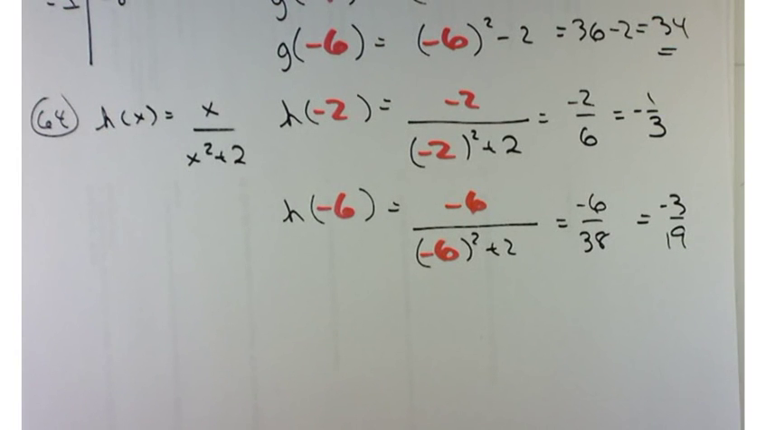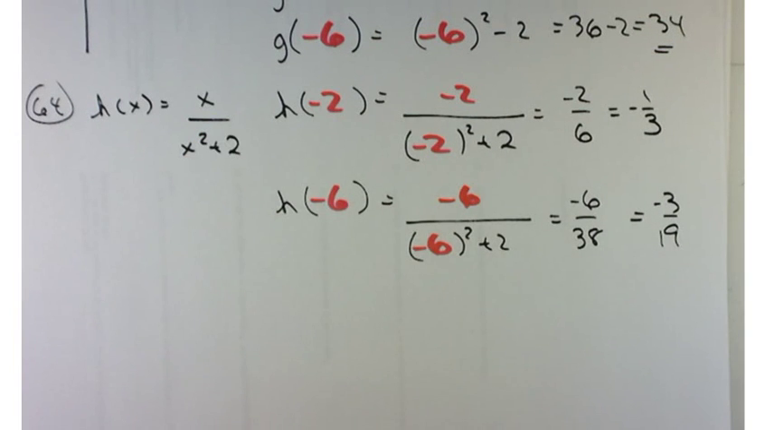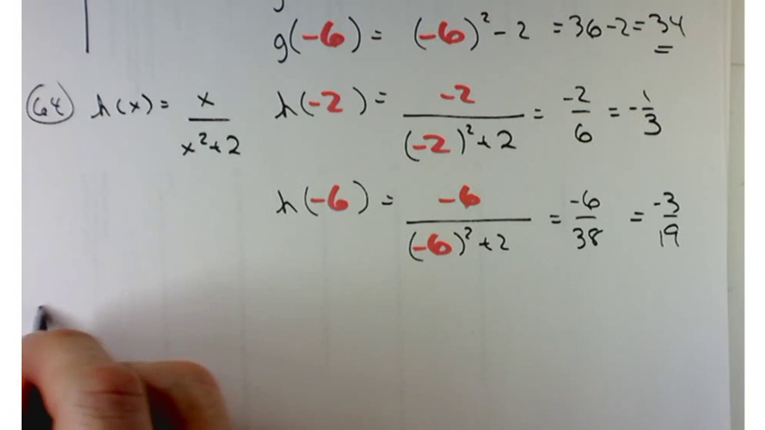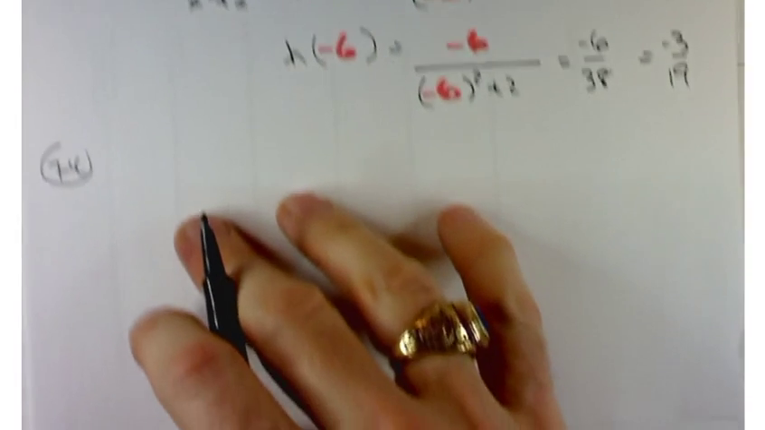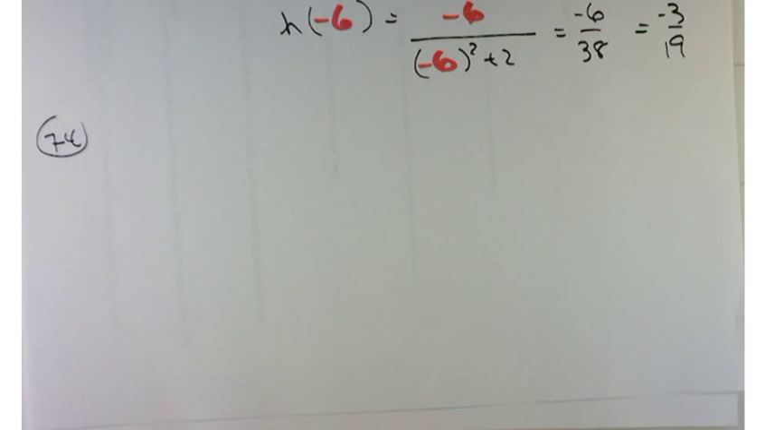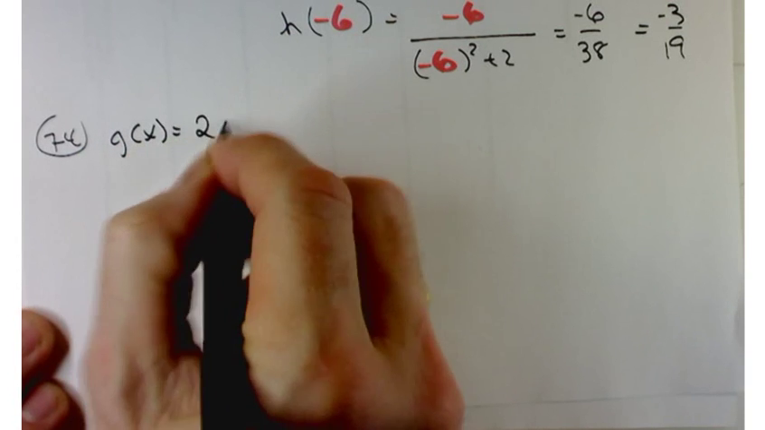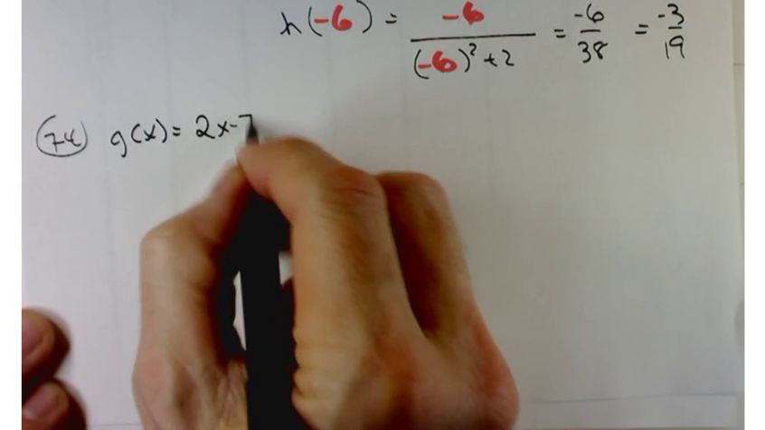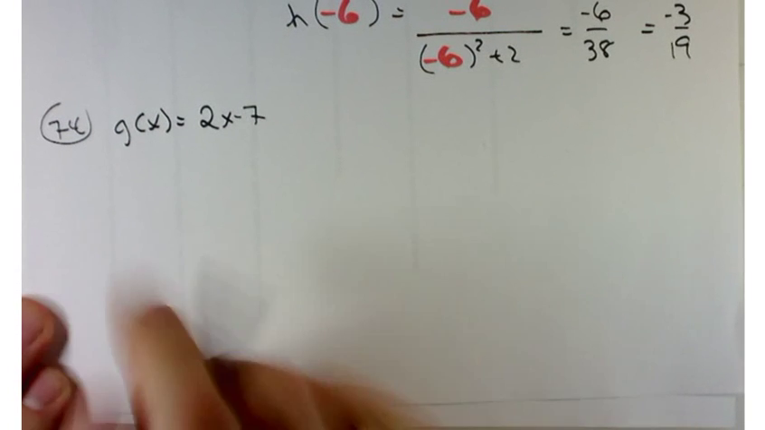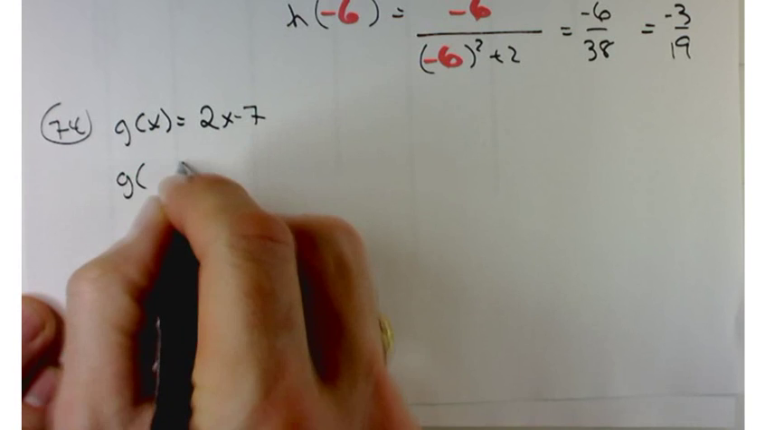You don't always have to stick with just plugging in numbers into these expressions. And we'll see that as we start working with problem number 70-something here. Let me find it. Yes, I think it's 74. So we'll go back to a simpler linear function. G of x is 2x minus 7. And the first thing that they ask you to find is g of w.